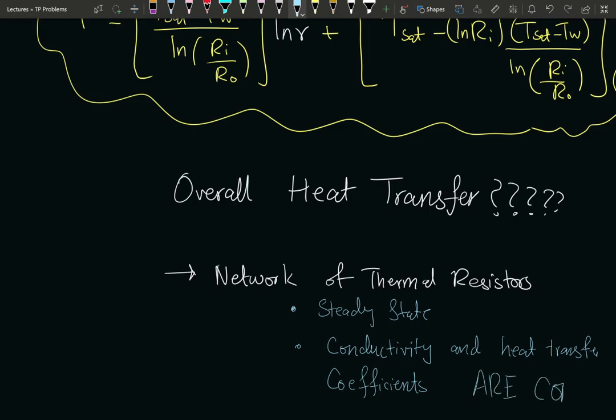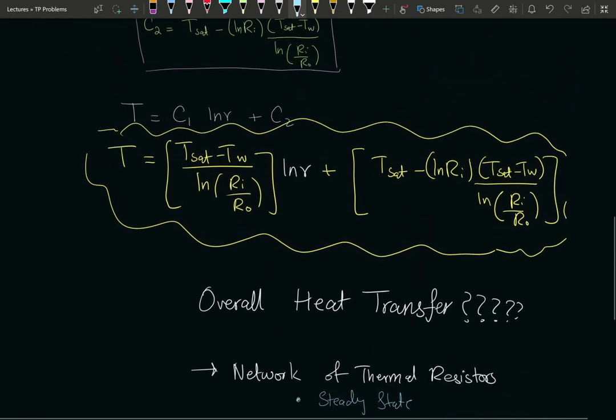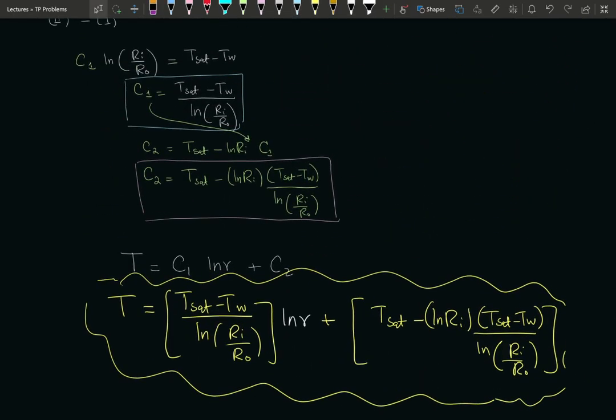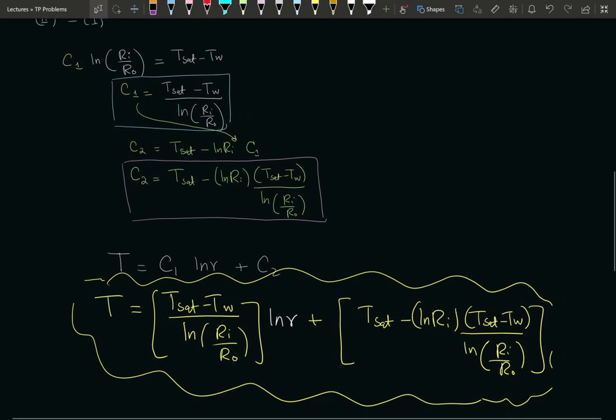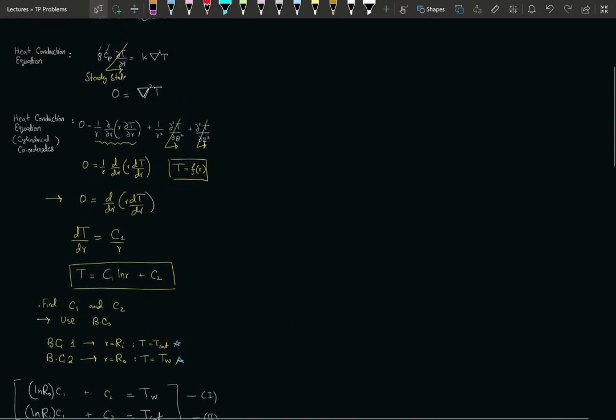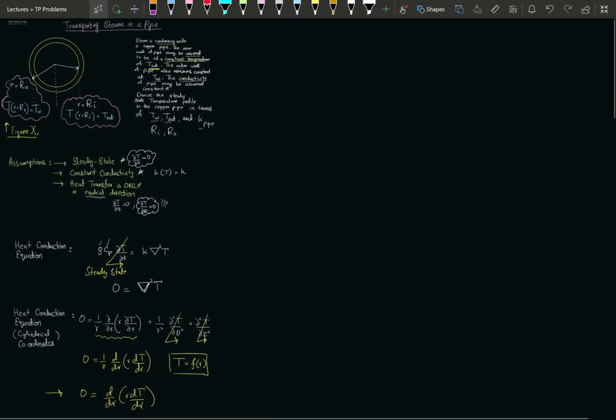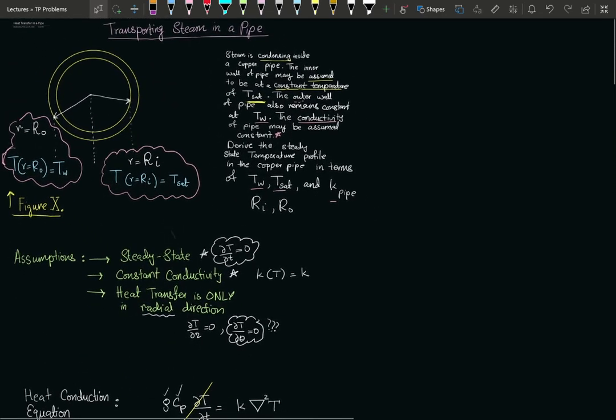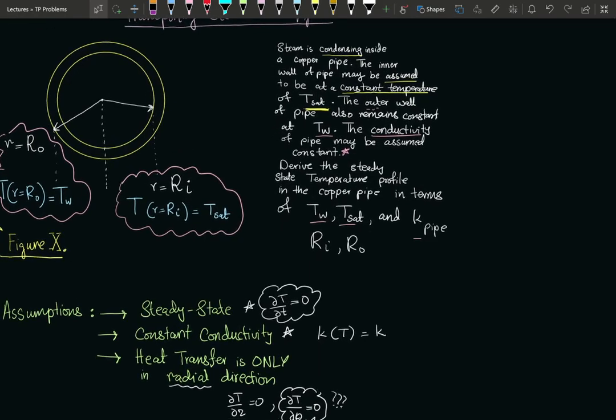So this video was just a brute force method. We got what we wanted. We have the temperature profile. We can plot it using Excel or MATLAB for different values of inner and outer radius, different wall temperatures, and different saturation temperatures.